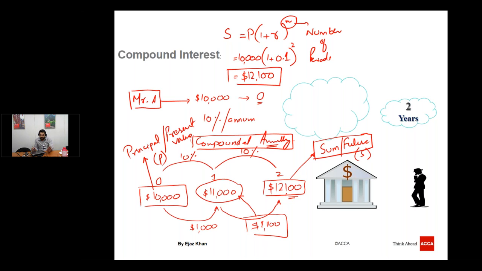So whenever in an exam question we are supposed to calculate the present value, we will be actually offloading the interest. And if we are to calculate the future value of any investment, we will be actually adding the amount of interest into that.